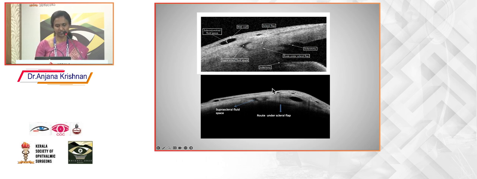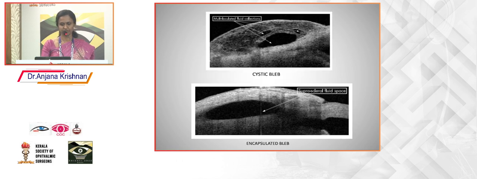And the next image is our own image, which also shows the root under the scleral flap and the subconjunctival and suprascleral fluid spaces. In case of cystic blebs, you can make out multiloculated fluid spaces. And the second one is an encapsulated bleb, where the bleb wall is having high reflectivity and not much of cystic spaces are seen. So it's not functioning properly.